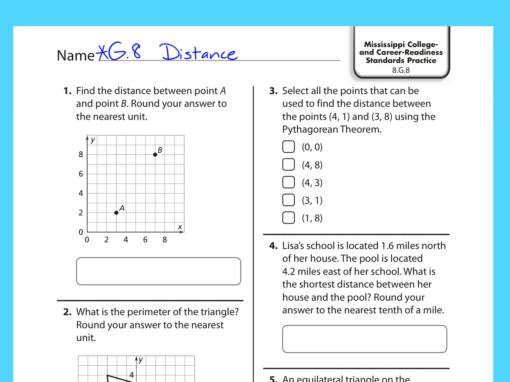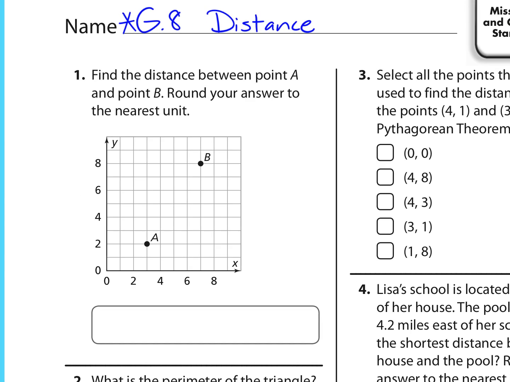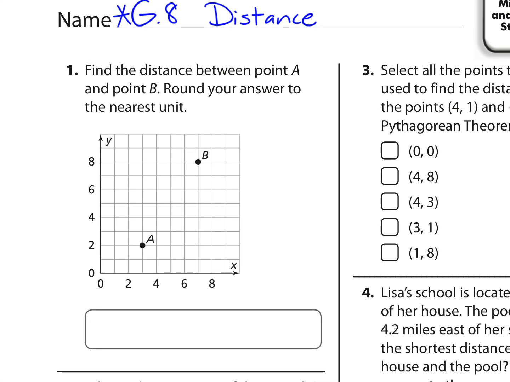Standard G8 is still using Pythagorean theorem, and we're going to apply it to distance. So we're going to find diagonal distances between points. Starting with problem 1, find the distance from point A to B. Round your answer to the nearest unit. So we want to know this distance. In order to find that, we need a third point. Now, I could do this a couple different ways.